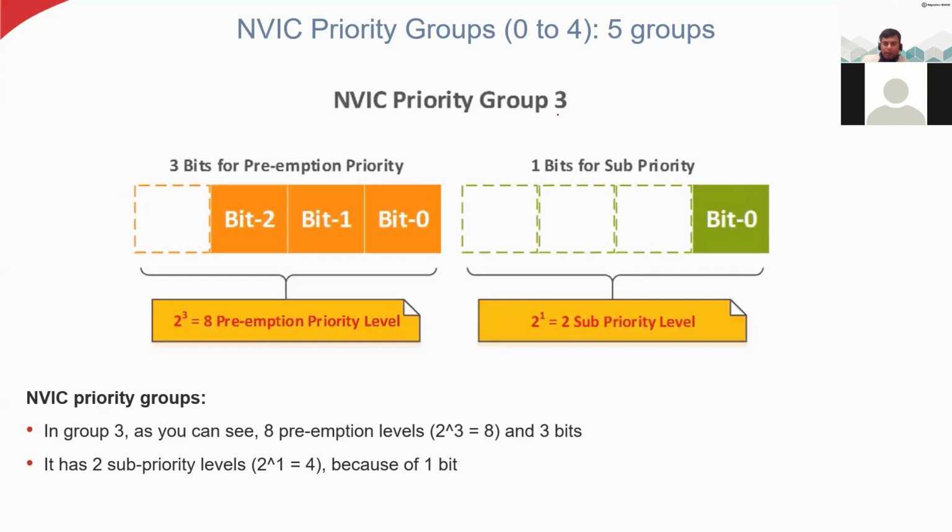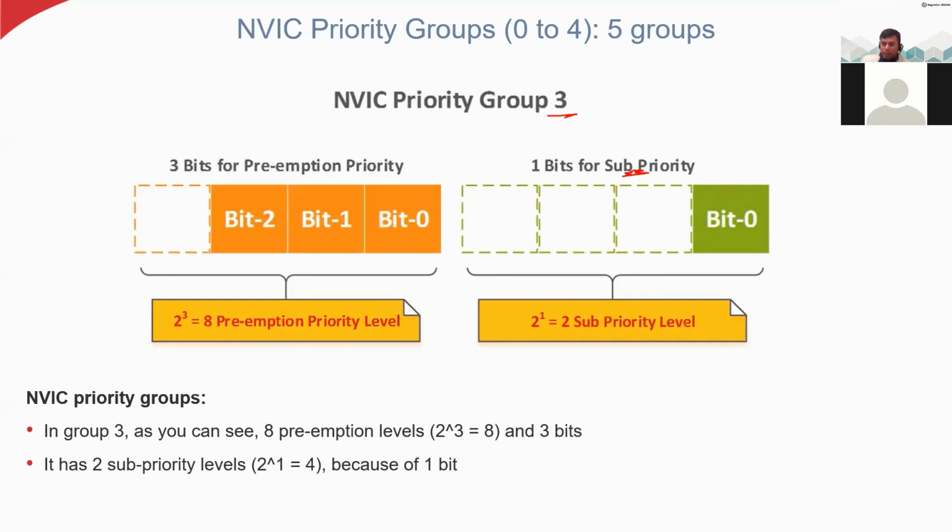Now we will move to group 3. This is the last group. I think we have one more group. So group 3 has 3 bits in the preemption block, and we have only 1 bit in the sub priority block. So 2 to the power 3 is equal to 8. We have 8 levels in preemption priority we can set, and in sub priority 2 to the power 1, that is equal to 2.